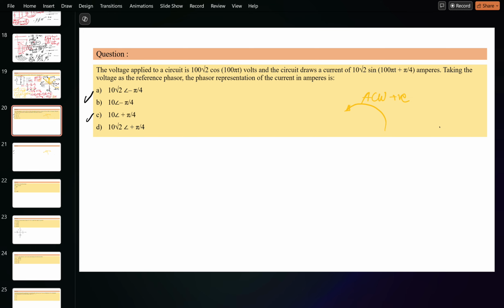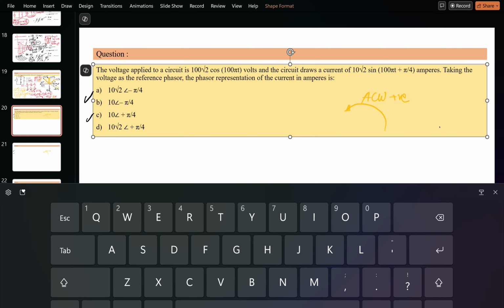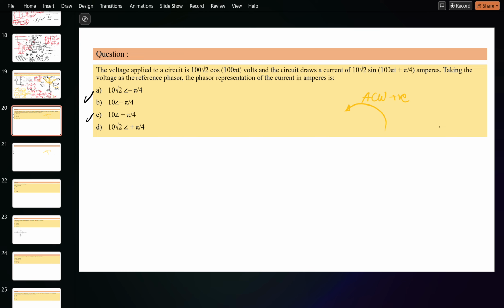Okay, let me give the solution for this. We will go through it by visualization, to see which is lagging and which is leading. So let's first draw the graphs. The first is a cos graph and the second is a sine graph, but the frequency of both is the same, 100 pi omega. Omega is constant for both.